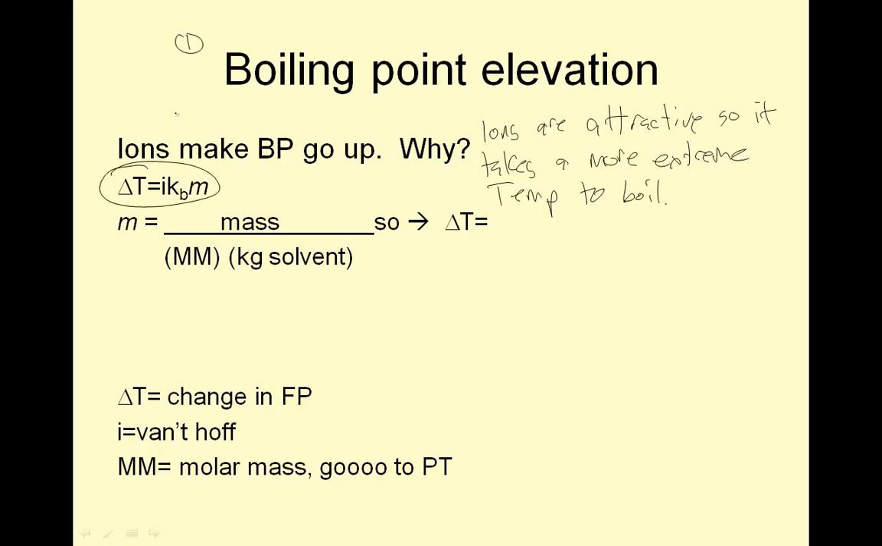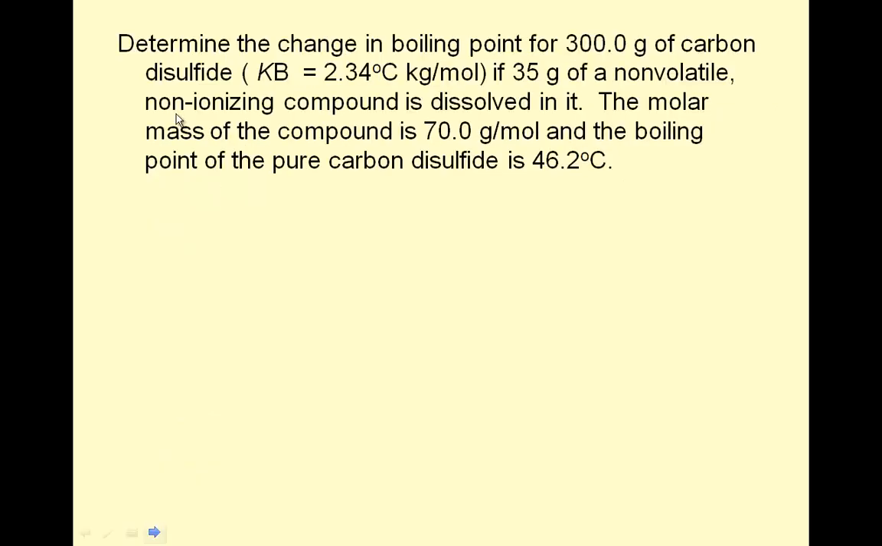So one of the formulas is delta T equals i times Kb times molality. But remember, molality is mass over molar mass over kilograms of solvent. So delta T equals i times Kb times the mass of solute over the molar mass, and over the kilograms of solvent. Notice that this is almost exactly the same. Delta T is the change in the boiling point, i equals the Van't Hoff factor, and molar mass you get from the periodic table.